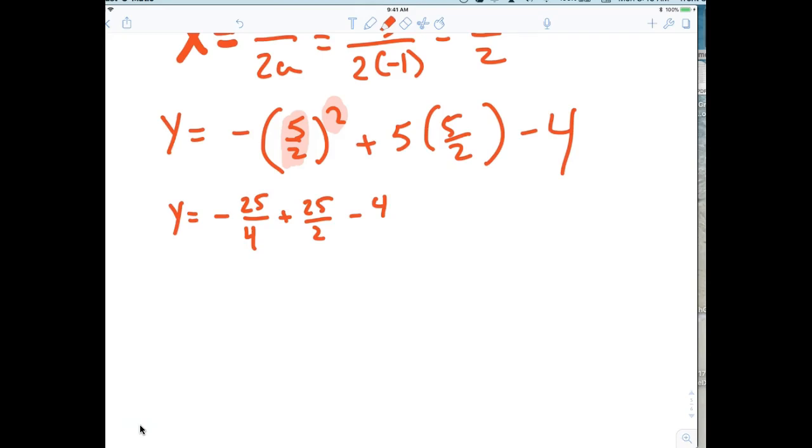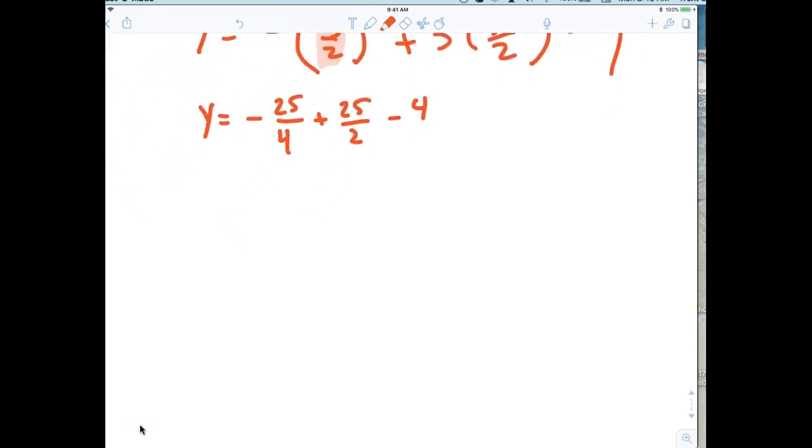All right. Now, the common denominator is what? 4. So that's going to be negative 25 fourths plus 50 fourths minus 16 fourths. Okay? So negative 25 plus 50 is 25. 25 minus 16 is 9. So that's 9 fourths. Anybody have an issue with that? Yes, ma'am.